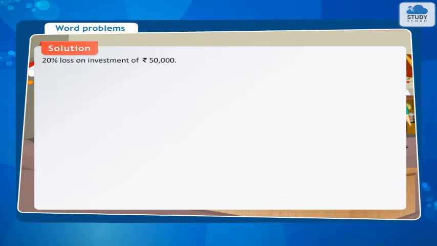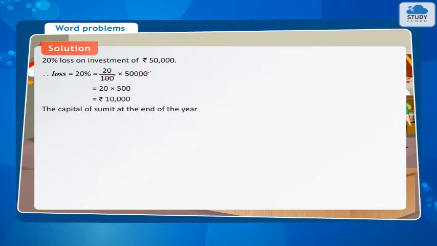Solution. 20% loss on investment of rupees 50,000. Therefore, loss is equal to 20% is equal to 20 upon 100 into 50,000 is equal to 20 into 500 is equal to rupees 10,000. The capital of Sumit at the end of the year is equal to original capital minus loss is equal to rupees 50,000 minus 10,000 is equal to rupees 40,000.